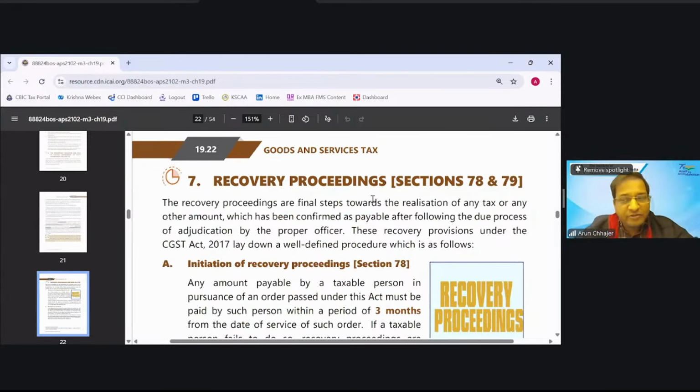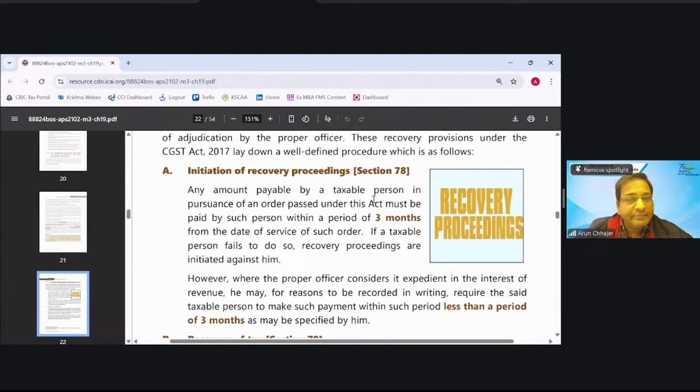अब है रिकवरी प्रोसीडिंग इन 78 एंड 79. क्या मतलब रिकवरी प्रोसीडिंग? जो भी टैक्स डिमांड किया 74 में, 73 में, या अब 74A में या 76 में, जो भी टैक्स डिमांड किया will be recovered. सबसे पहले इंटीमेशन ऑफ द रिकवरी प्रोसीडिंग. Any amount payable by the taxable person in pursuance of the order passed under this Act must be paid by such person within a period of 3 months from the date of the service of the order. If a taxable person failed to do so, the recovery proceedings are initiated against him.